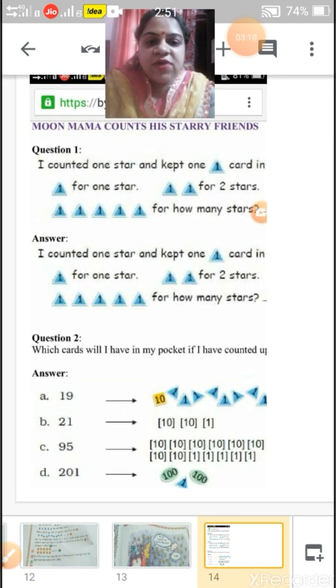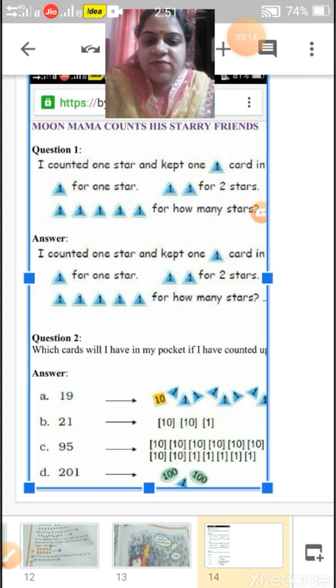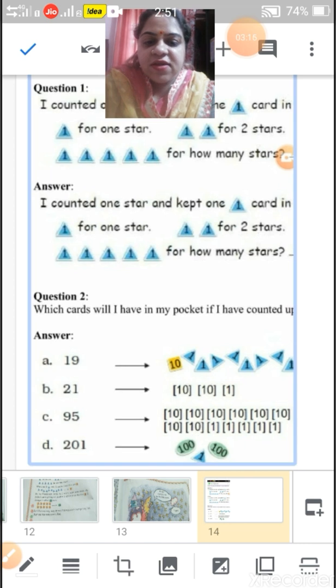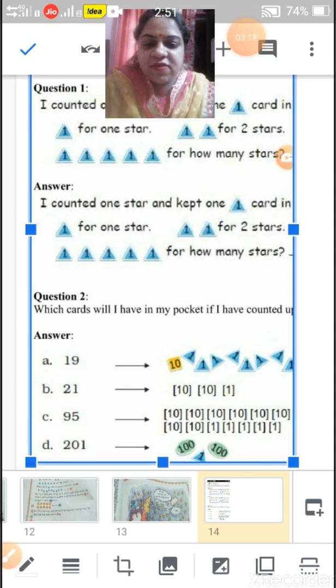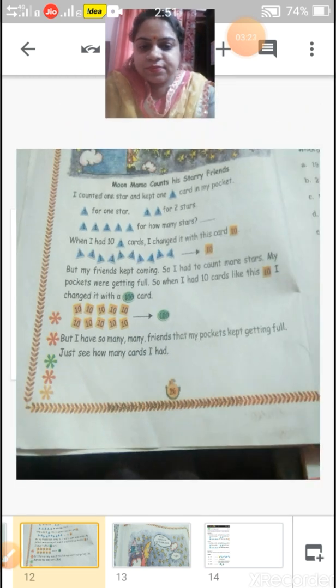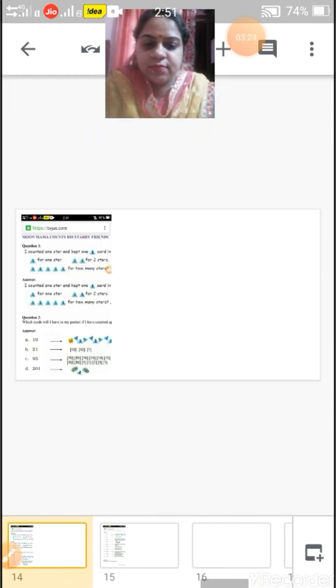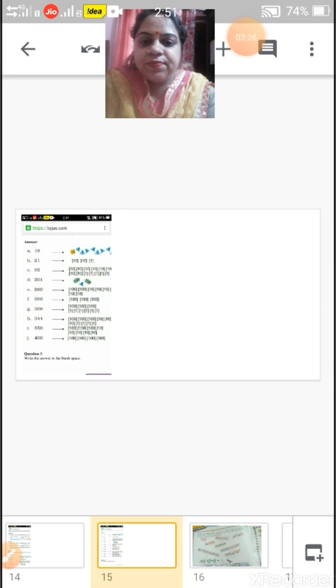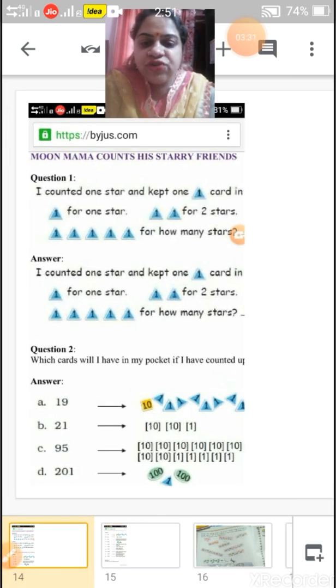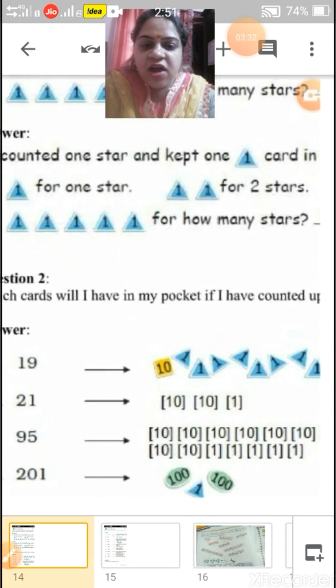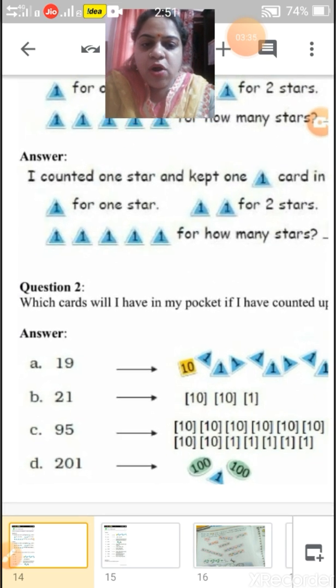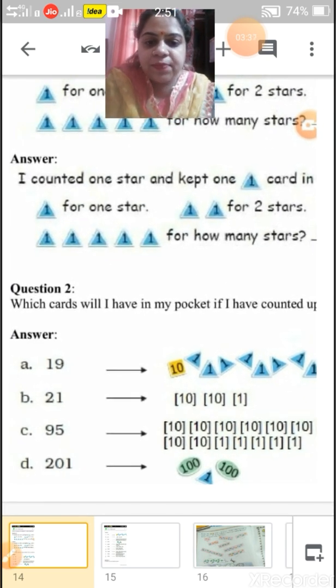I counted one star like this. For how many stars? This is 5. Next, now our question is, which card do I have in my pocket, and I have counted up. Like 19 is written here.